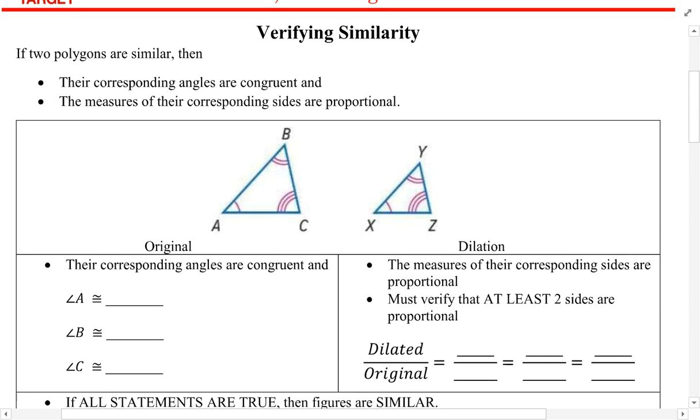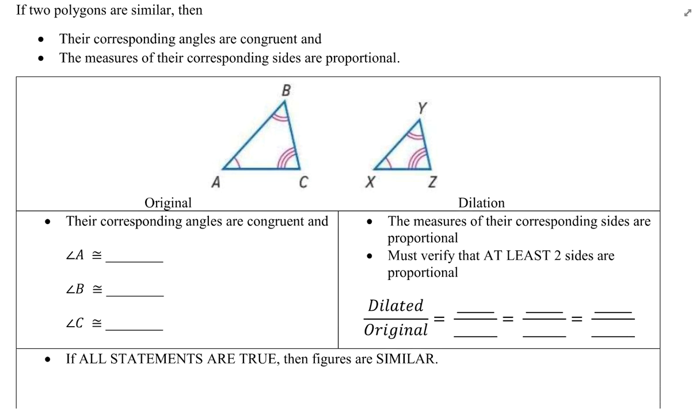So if we look at our example here, we have our original triangle ABC, and our dilation, triangle XYZ. Based off of the markings within the triangles, I can see that angle A is congruent to angle X because they both have a single arc. Angle B is congruent to angle Y, and angle C is congruent to angle Z. So that fits the first criteria that I need my similar polygons to have. All of the angles are congruent.